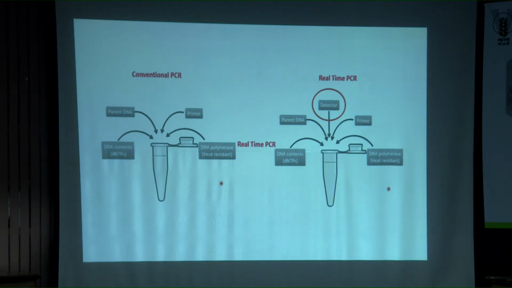The plus one is what is popularly called the detector, right? This detector can be a dye, it can be a kind of probe. I'll try to make you understand the difference between these two, right? These two are completely different chemistries. So the detector is the one which makes the difference between the conventional PCR and the real-time PCR. Rest all same, exactly the same.